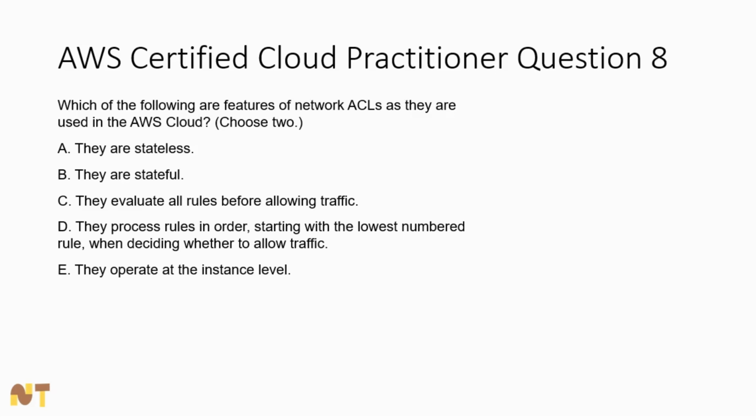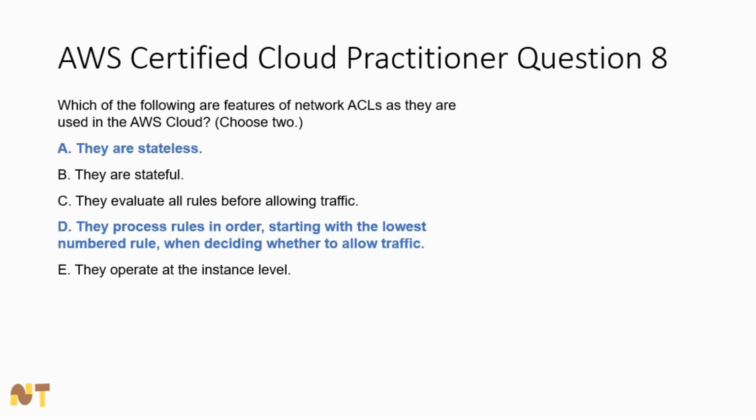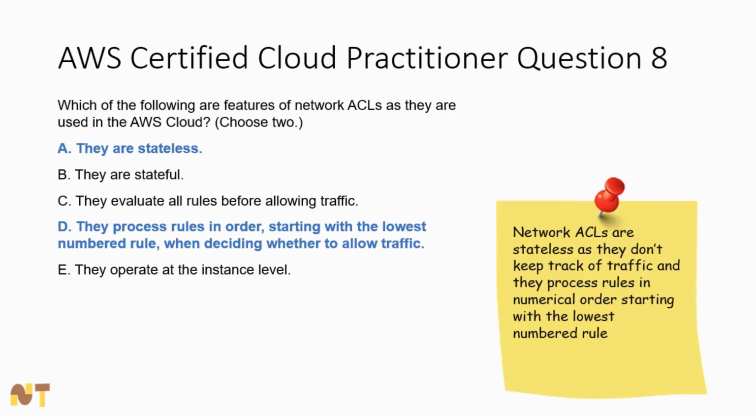Network ACLs like to keep things stateless and follow rules in a numerical order. Hence, the correct answers are A and D. And just a point to remember, network ACLs operate at the subnet level and not at the instance level. Moving on to the next question.